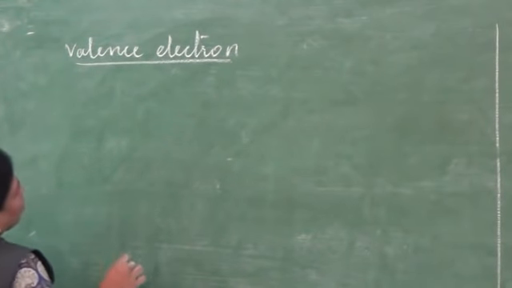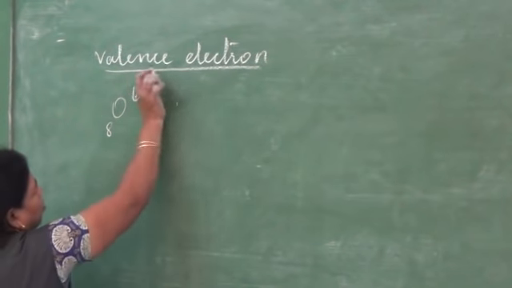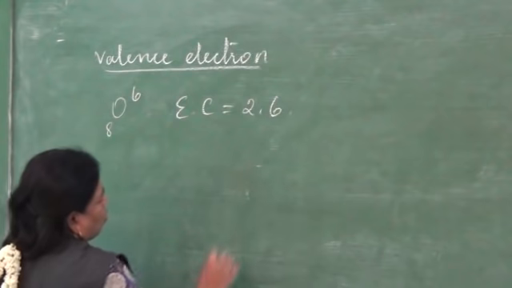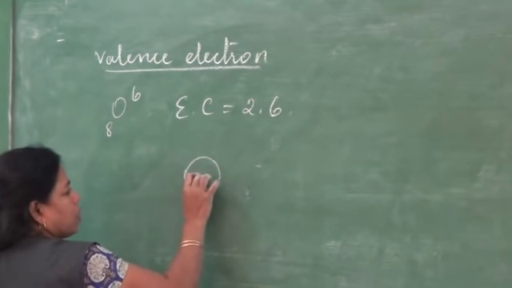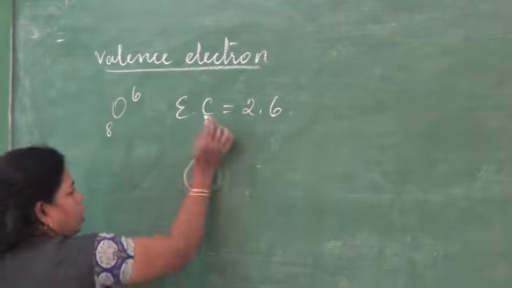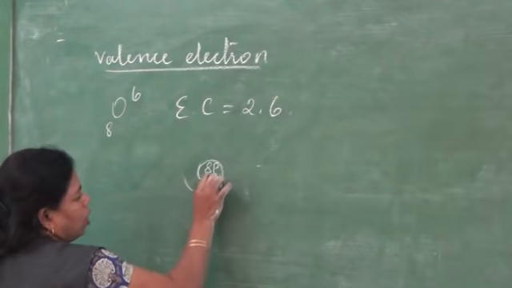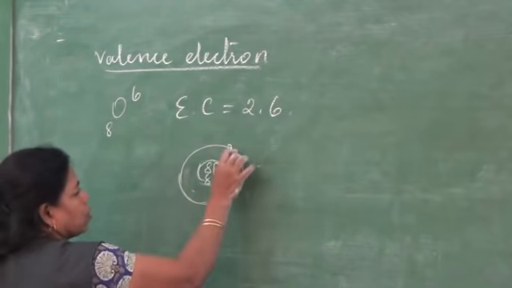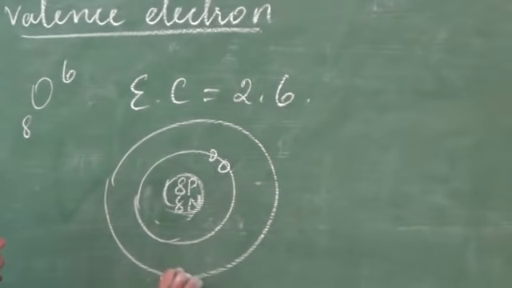What is the electronic configuration of oxygen? The electronic configuration of oxygen is 2,6. While drawing the structure of the oxygen atom, the first shell is the K shell. The nucleus possesses 8 protons and 8 neutrons, and the first shell can accommodate 2 electrons, and then the second shell, that means the L shell, can accommodate 6 electrons.